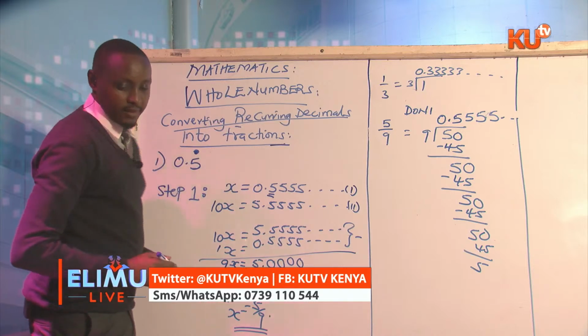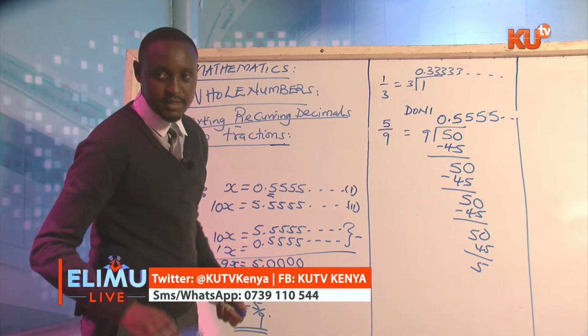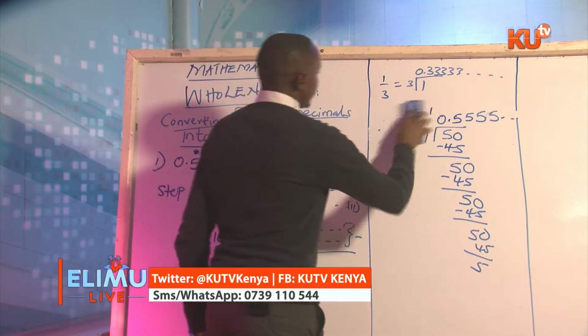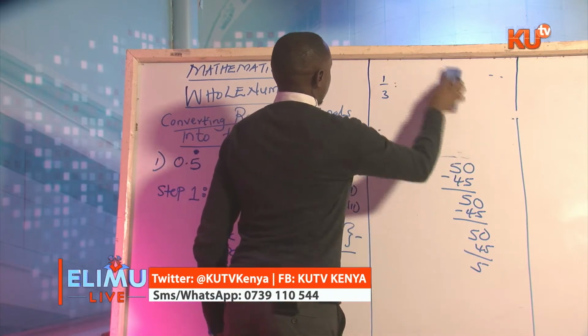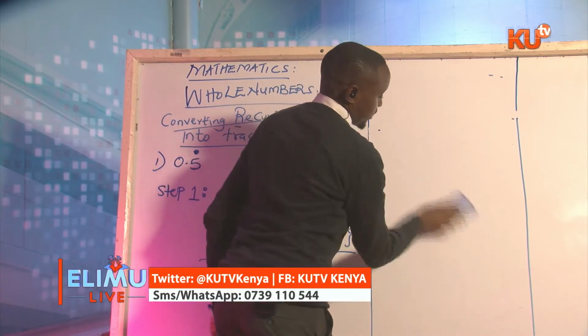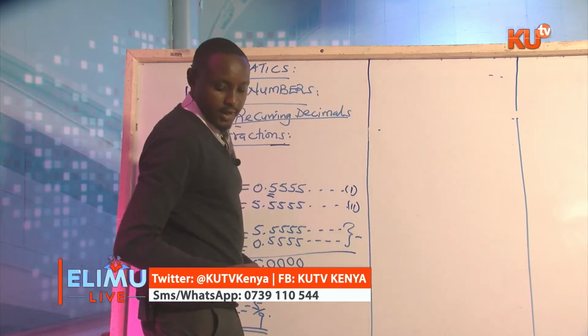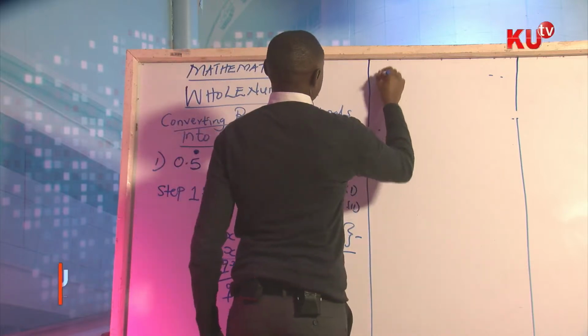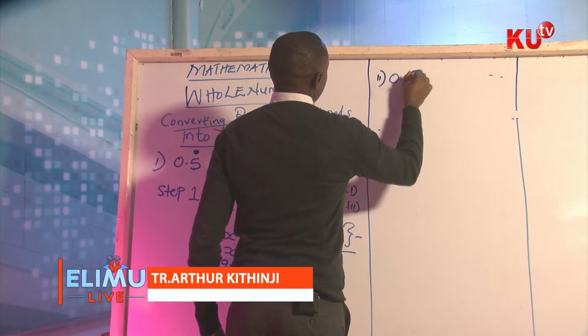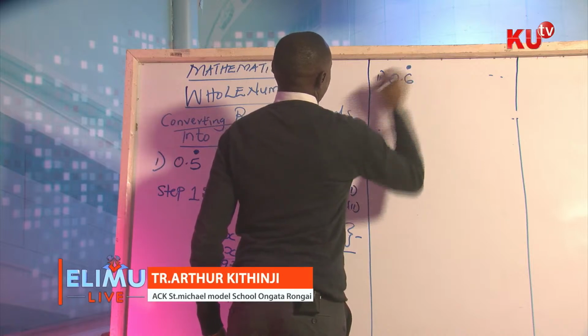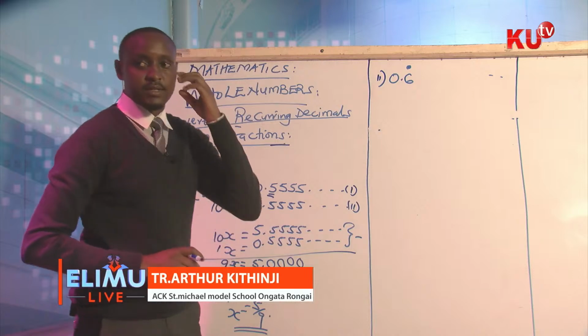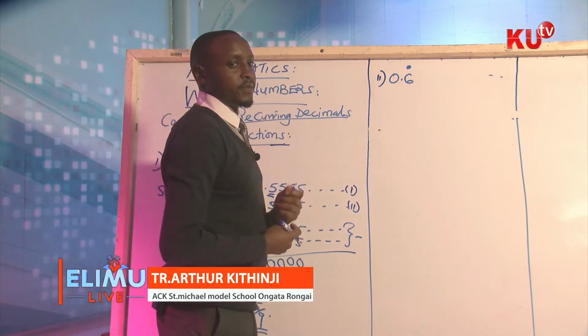So let's look at other examples of the same. We have 0.6. This is example 2. Convert 0.6 where 6 is recurring.